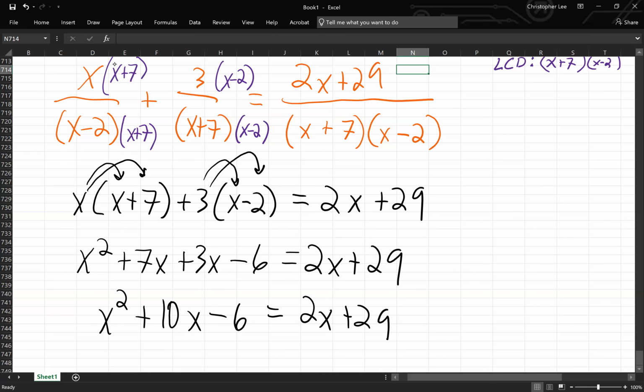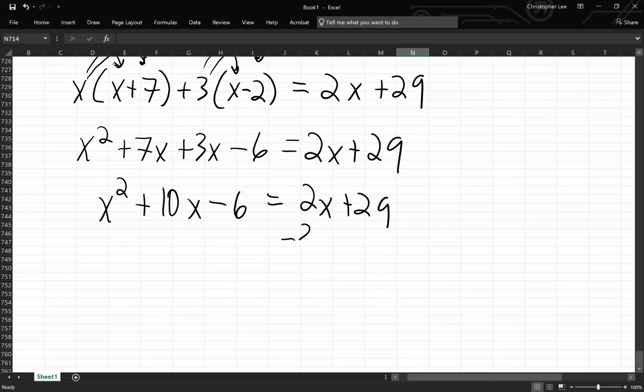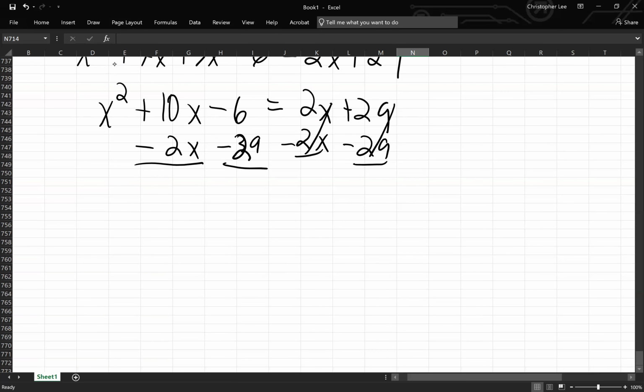Let's move all our x's onto one side. So I'm going to subtract 2x from here. What I do to one side, I've got to do to the other. Then I want to subtract 29 from over here. What I do to one side, I've got to do to the other. So now what do I have? I have x squared plus 8x minus 35 is equal to 0. After that, all I have to do is factor this, quadratic formula, complete the square, whatever y'all like, and give me the answer.